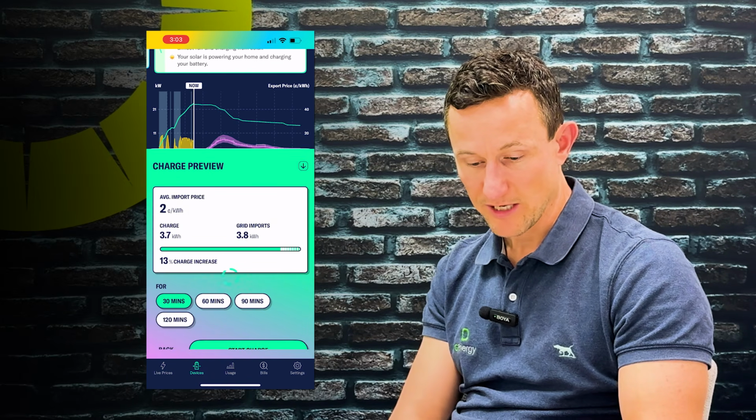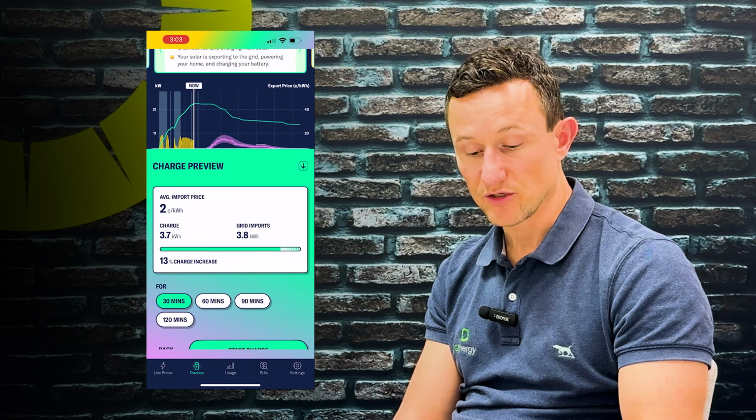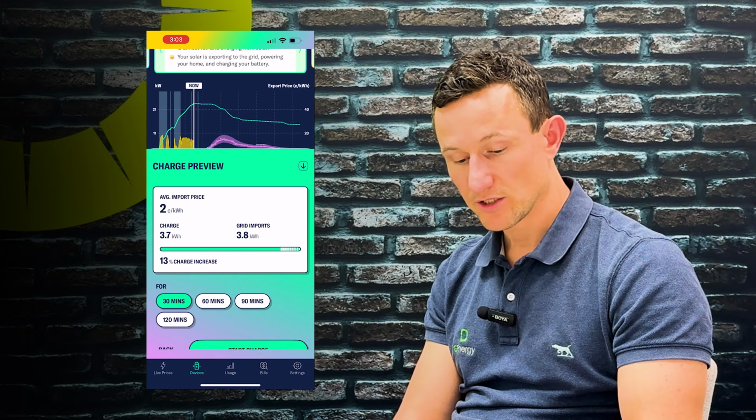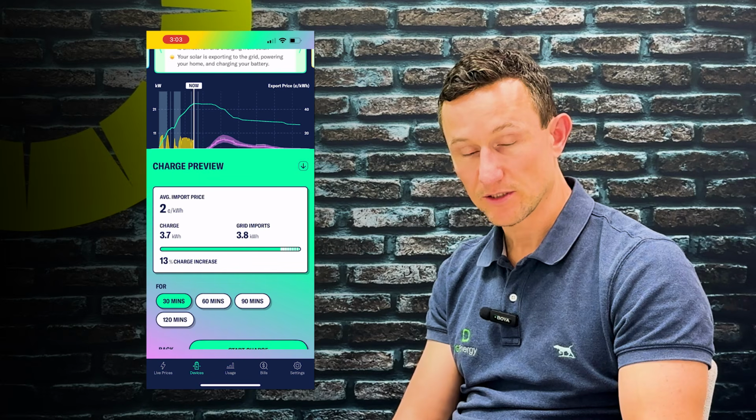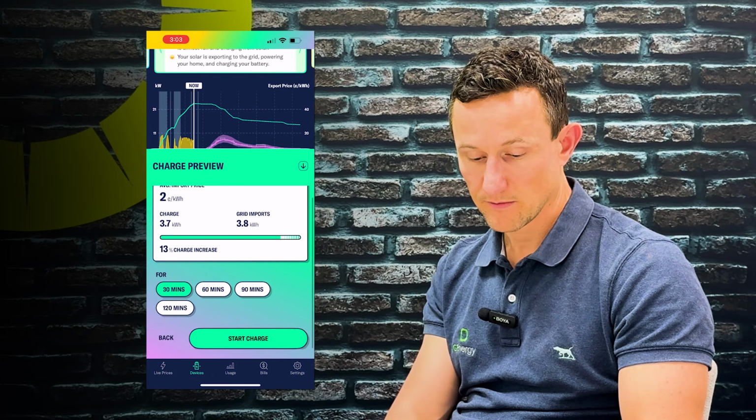Let's do the charge battery. So right now, if we charge for 30 minutes, the average import price would be 2 cents. Your charge would be 3.7 kilowatt hours in that half-hour period. And it would be a 13% increase.